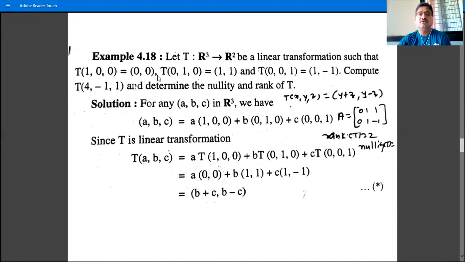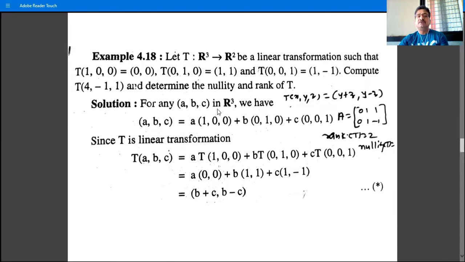Similarly, here is an example. Let T from R3 to R2 be a linear transformation such that T of (1, 0, 0), T of (0, 1, 0) and T of (0, 0, 1) are given. Compute T of (4, -1, 1) and determine the nullity and rank of T. In order to obtain the nullity and rank, we have to find the formula for the linear transformation, that is, what is T(x, y, z). For that we express (x, y, z) as a linear combination of these three vectors.